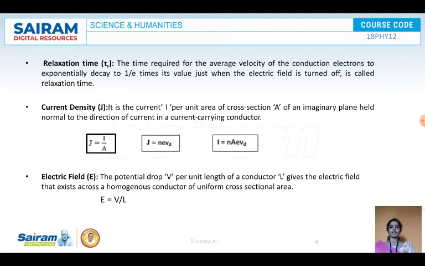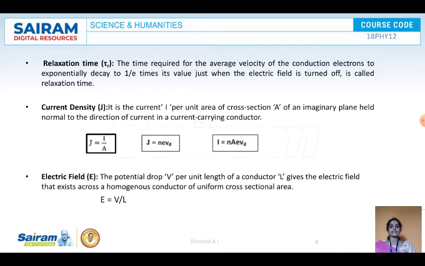The time required for the average velocity of the conduction electrons to exponentially decay to 1 by e times its original value when the electric field is turned off is called the relaxation time. What it says is, the velocity acquired by an electron in the presence of an electric field does not come immediately to 0 the moment the electric field is switched off. It will decay exponentially. So the time required for the average velocity of the conduction electron to decay to 1 by e times its original value when the field is turned off is called the relaxation time, tau r.